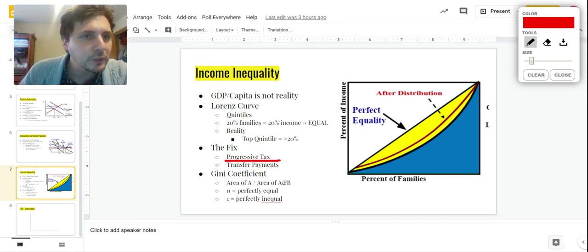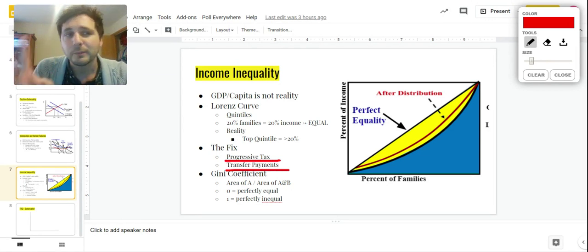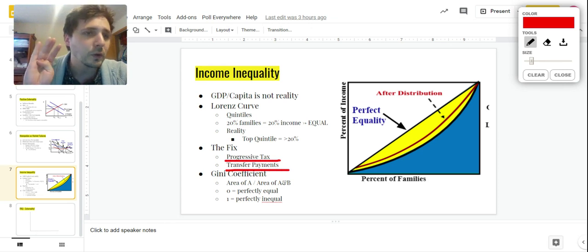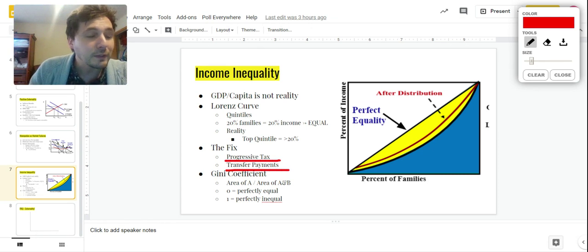So anyways, what do we do? We do a progressive tax, which takes from the wealthy. Now we have all this money. What do we do with the money? We do transfer payments to the poor. Transfer payments to the poor are basically welfare, food stamps, assistance programs, joblessness or unemployment benefits, Medicare, Medicaid. These things that we give to people who are struggling and poor are considered transfer payments.